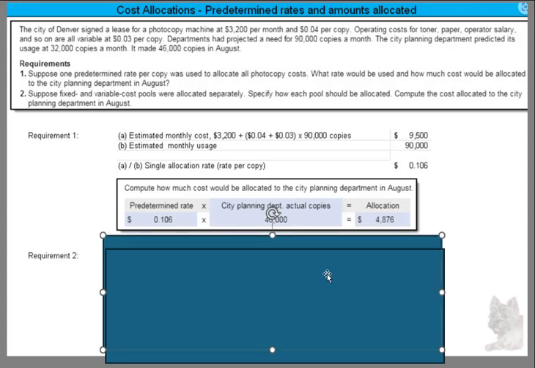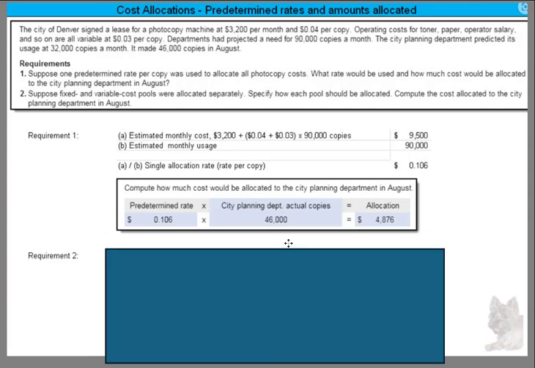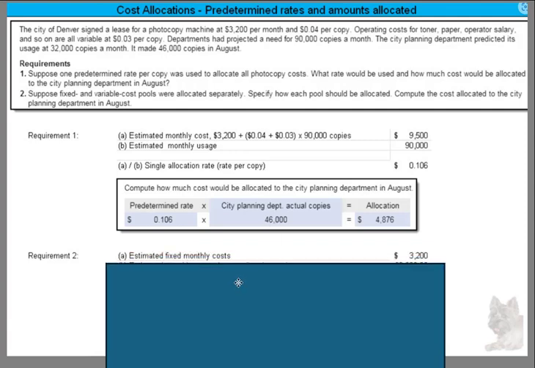Okay, now let's look at requirement 2. Requirement 2 says, and I'm reading right here, right above where my mouse is pointing, suppose fixed and variable cost pools were allocated separately. Specify how each pool should be allocated. Compute the cost allocated to the city planning department in August. So now we're going to use separate fixed and variable costs. By the way, in practice, I haven't seen separate fixed and variable costs used all that often. Typically, it's just one cost if we're using a traditional costing system using traditional cost allocations.